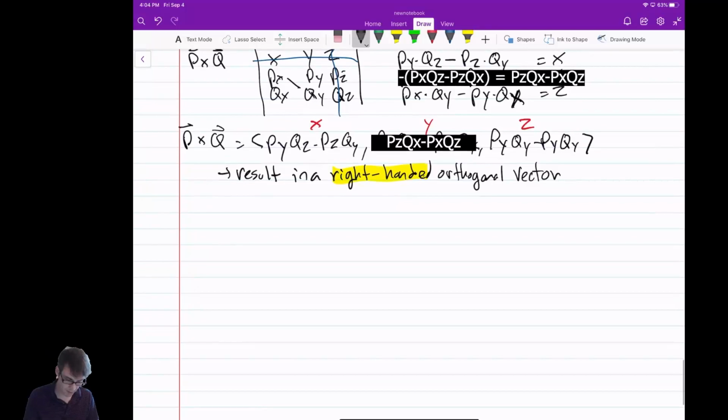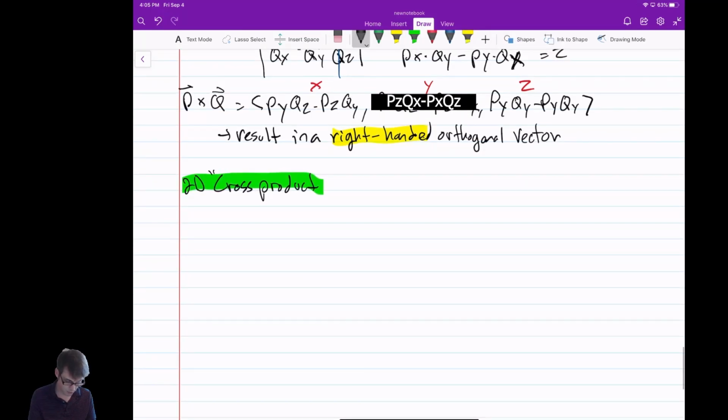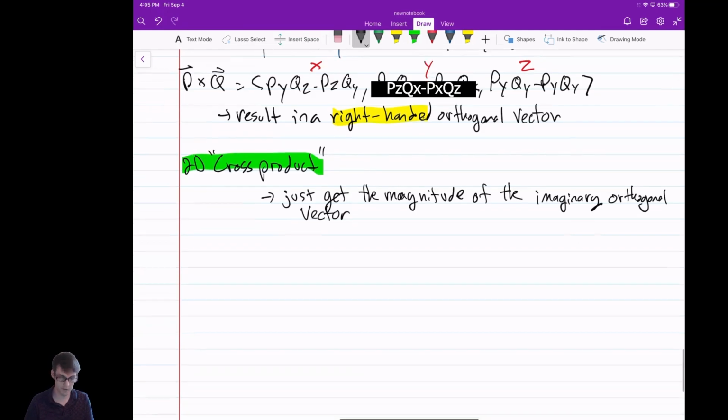All right. So I want to talk a little bit about what's called a 2D cross product. Now, as I said, cross product is only done in 3D, okay? So we can't really do this, but it's going to come up in graphics. A 2D cross product, we just get the magnitude of the imaginary orthogonal vector. So I say imaginary because if I'm in 2D, I don't have a z dimension. It's imaginary, right? So let's draw this out.